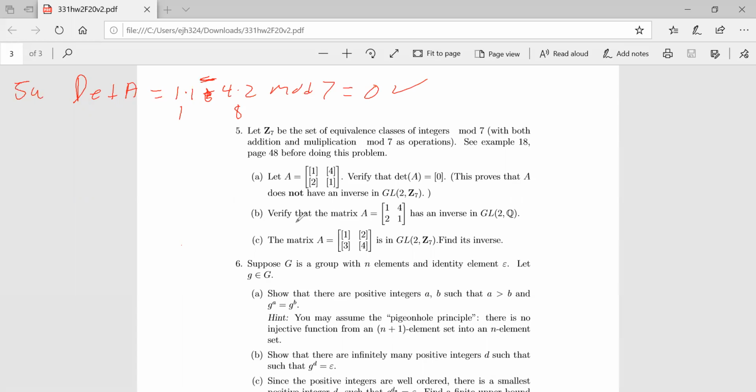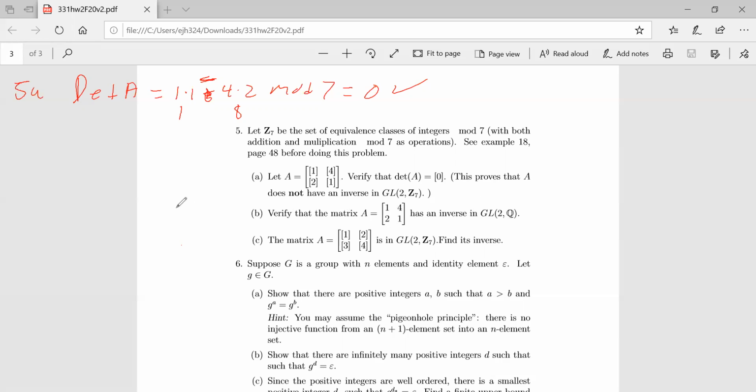Verify that this has an inverse in GL2Q. So I'm pretty sure that this guy is just saying that you should be able to find that it has the determinant. Sorry.